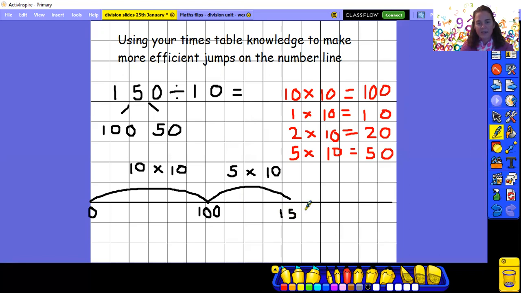So then the last thing we need to do is we need to count how many jumps we've all done all together. So let's have a look. We've got 10 lots of 10 and 5 lots of 10. What is 10 add 5? Everyone call it out to the screen. 10 add 5 is 15. Well done. So 150 divided by 10 equals 15.